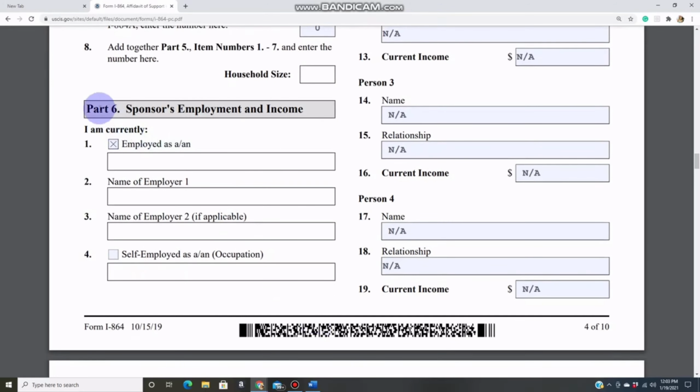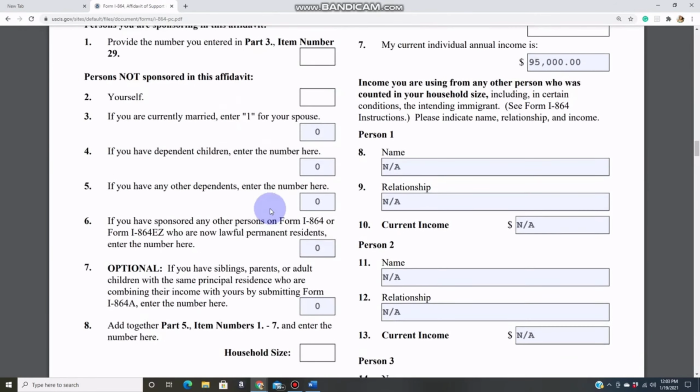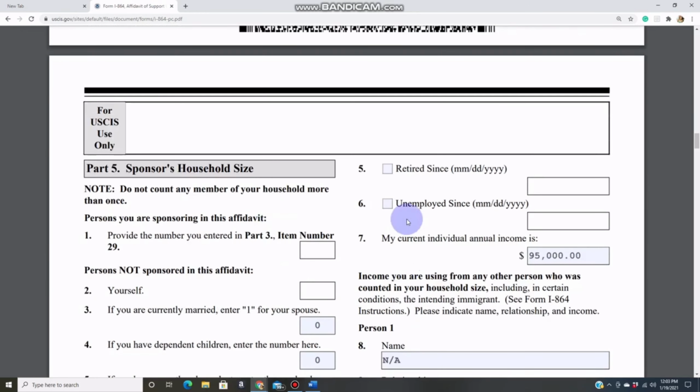Part 6. Sponsor's employment and income. So in this part, my husband is currently employed, so I pick number 1 and write his job in this space provided. Retired: if your husband is retired, then write down the date, month, and year in this space provided. Unemployed: the date, month, and year in this space provided.